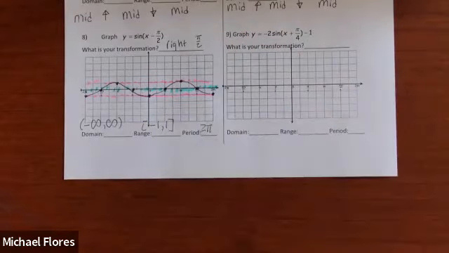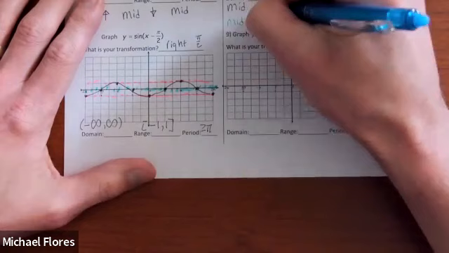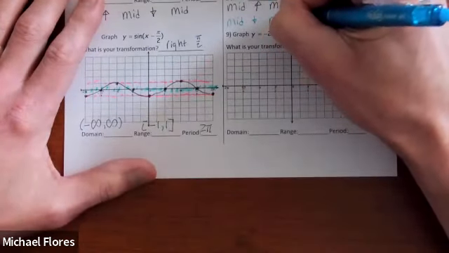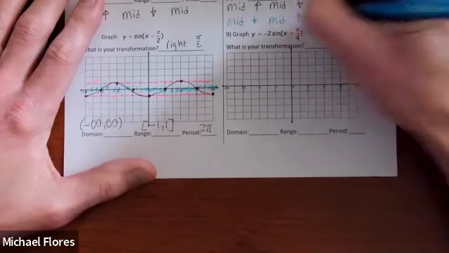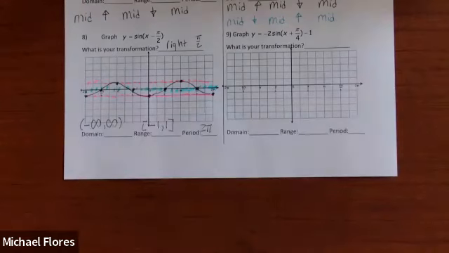Here's the original pattern for a sine wave. Mid is still going to stay the same, but instead of up, that reflection is going to change this to down, middle, up, back to the middle.